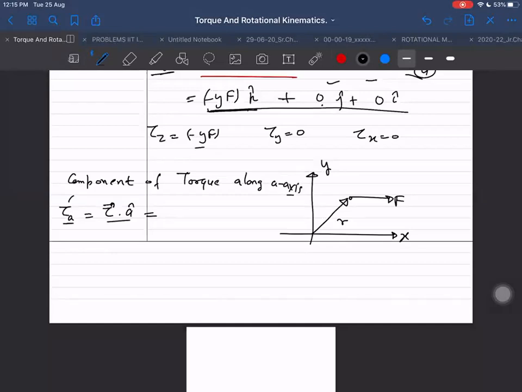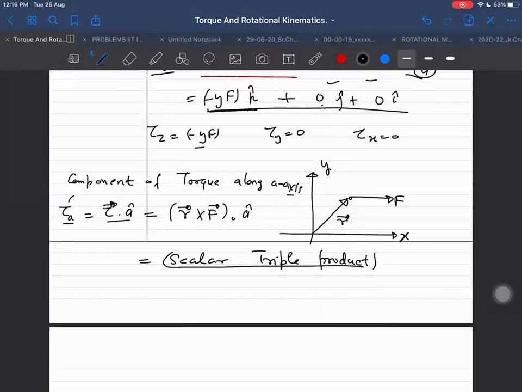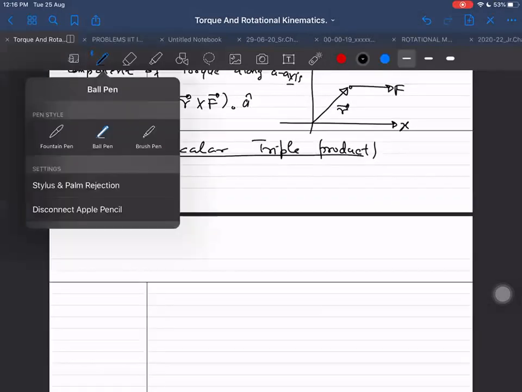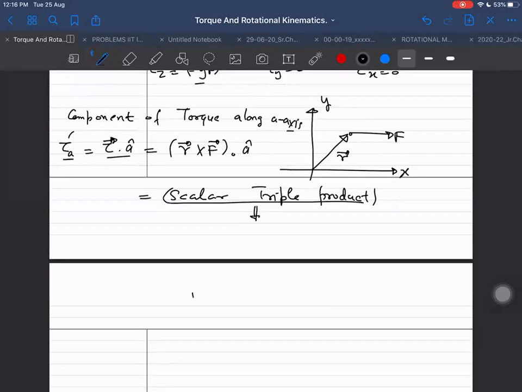Now, what will it become? It will be R cross F, where R is this here, dot A cap, and that is called the scalar triple product. You may not be remembering it now because I did it a long time back. I remembered, sir. Very nice. Do you know what the significance of this scalar triple product is? Its significance is that it gives us the volume of... Yes, the volume of a cuboid. Yes, very nice.